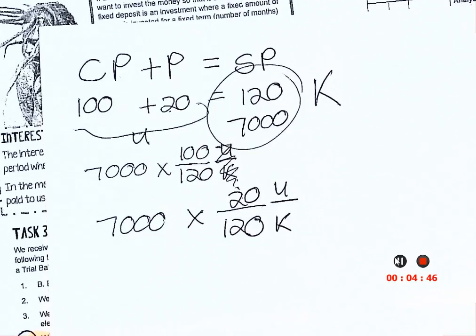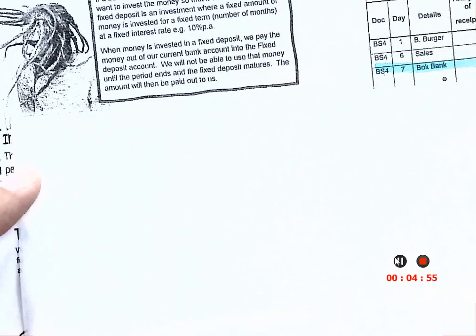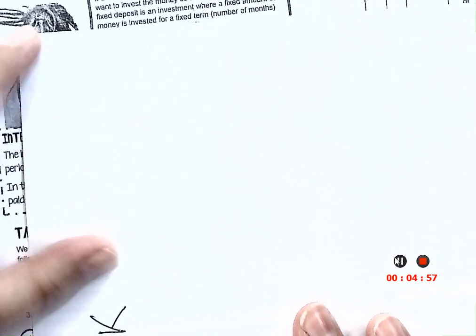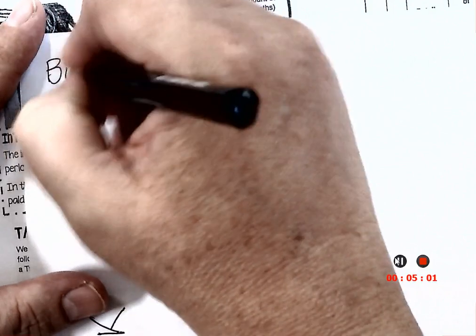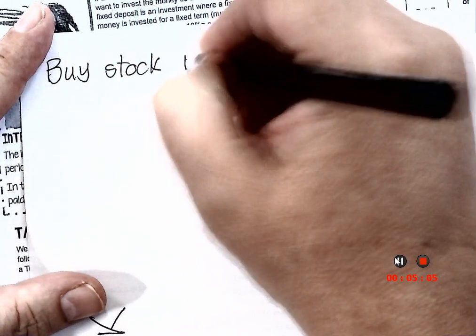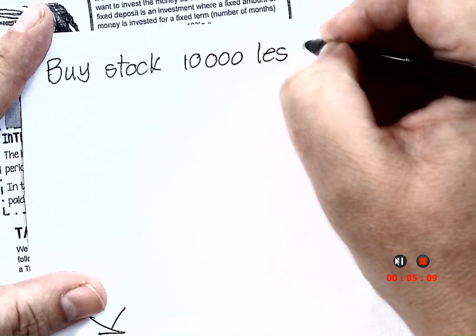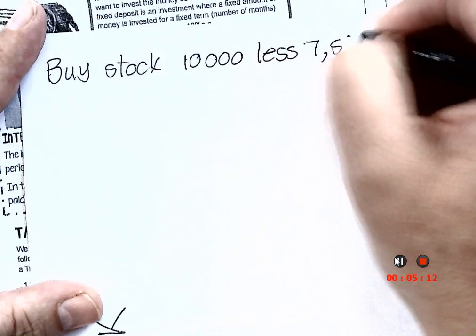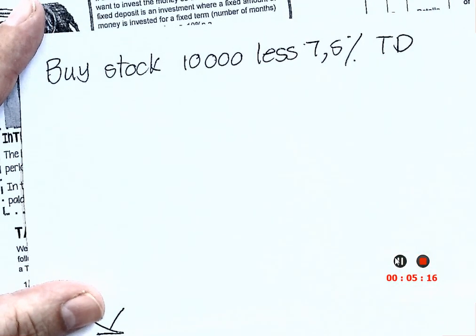Let me show you another one you actually did last year. It's this one. I said to you, we buy stock 10,000 less 7.5% trade discount. You remember that? Now let's go again.